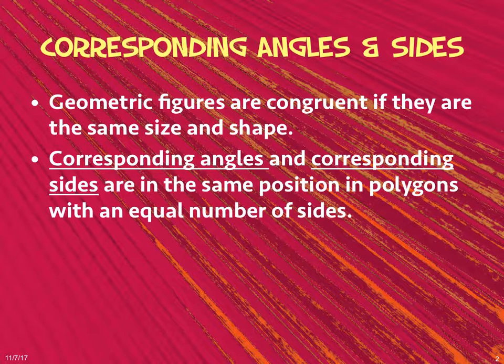If they are congruent, then the corresponding angles and the corresponding sides are in the same position in the polygons with equal number of sides. So they have to have the same. You can't compare a triangle to a square. Okay, you can't say those are congruent because they have this different shape. But the 3 angles of one will match the 3 angles of the other, and the 3 sides of one will match the 3 sides of the other if they are congruent.